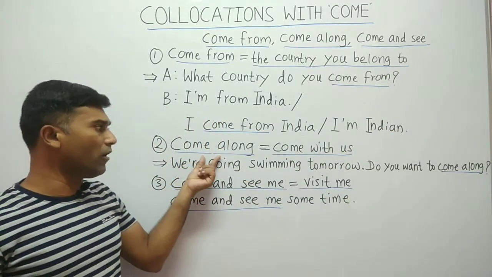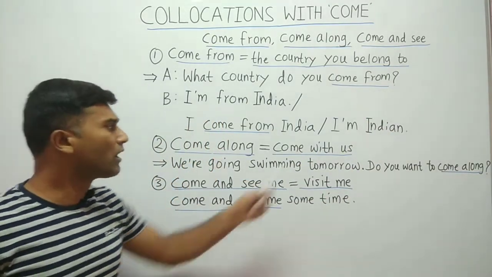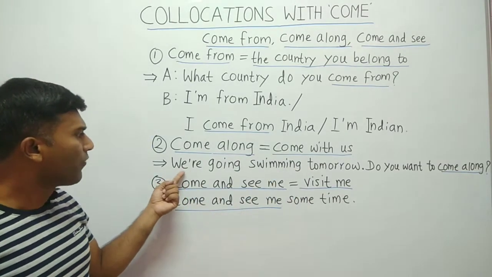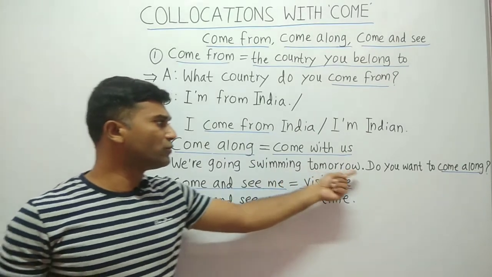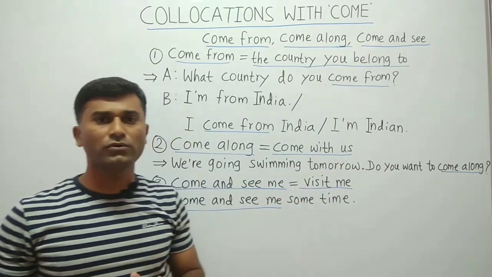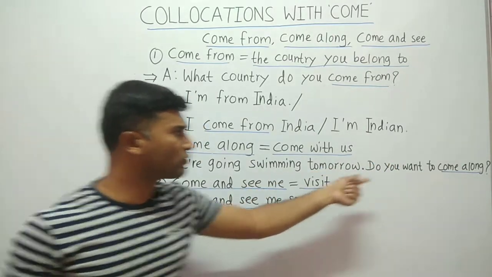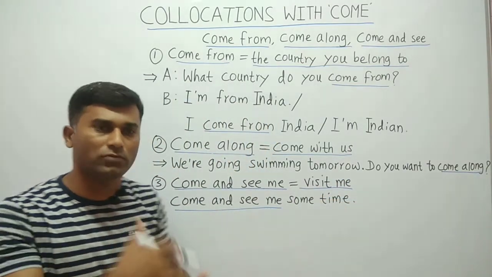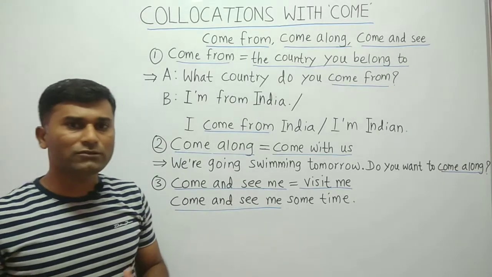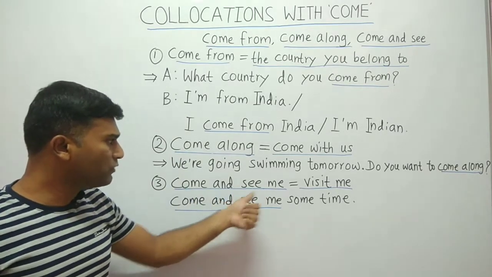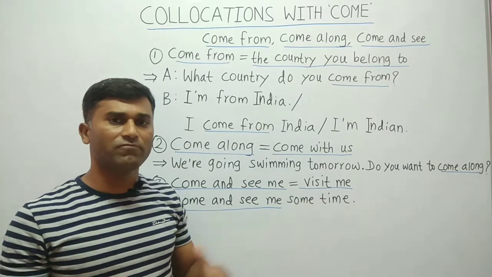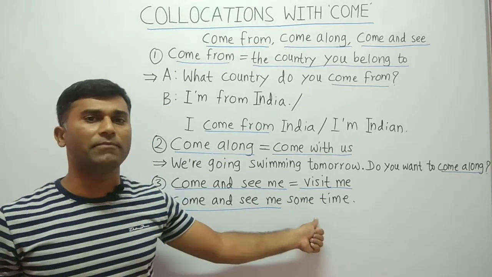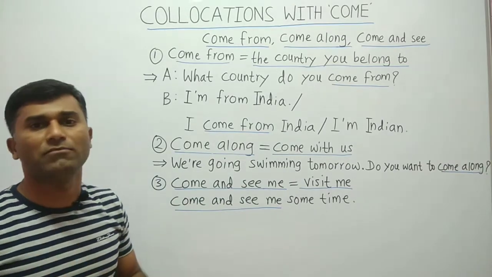Next is come along. What does it mean? Come along means come with us. Here is a sentence like, "We are going swimming tomorrow. Do you want to come along?" What does it mean? Do you want to come with us? Do you want to join us? That is come along. And the last is come and see me. Come and see me means visit me. A simple sentence like, "Come and see me sometime." So, visit me sometime.